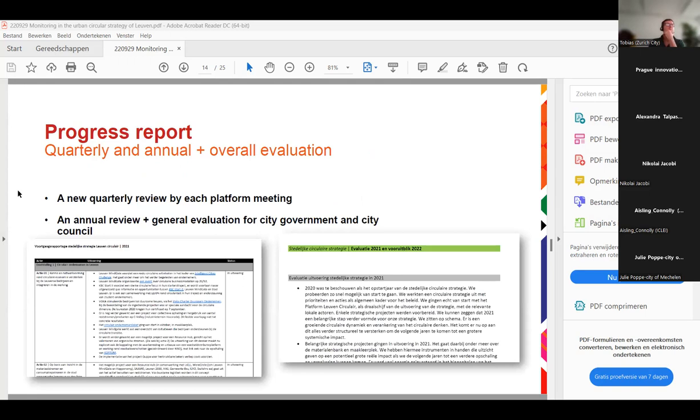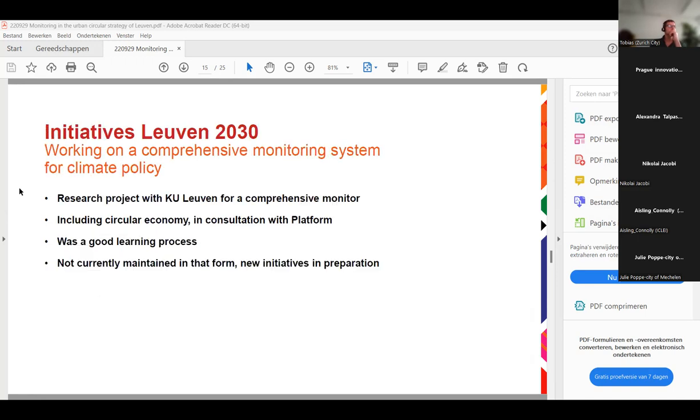So how do we do it? The easiest thing is that we make quarterly progress reports. I don't have everything in English, but you can get the meaning by looking at it, I think. So in preparation for every platform meeting, you make a large document with action per action. What have we done in the months that are past? What has been done, what needs to be done? And every year we make a general review for the whole year. This is presented to the city government, and we also present it in the committee of the city council, which is very useful because every year there's more enthusiasm among the members of the city council. That's what I notice when I present results. This is important also because the circular strategy was approved in the city council with a unanimous vote. So it's important to give a transparent progress report to the members of the city council.